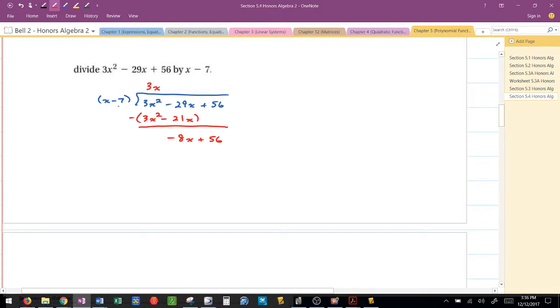What times x gives me negative 8x? That'd be negative 8. Distribute: negative 8x plus 56. Take that row, subtract it away, and I get 0. This 0 is my remainder. So my quotient is going to be 3x minus 8. My remainder is going to be 0, or 0 over x minus 7.